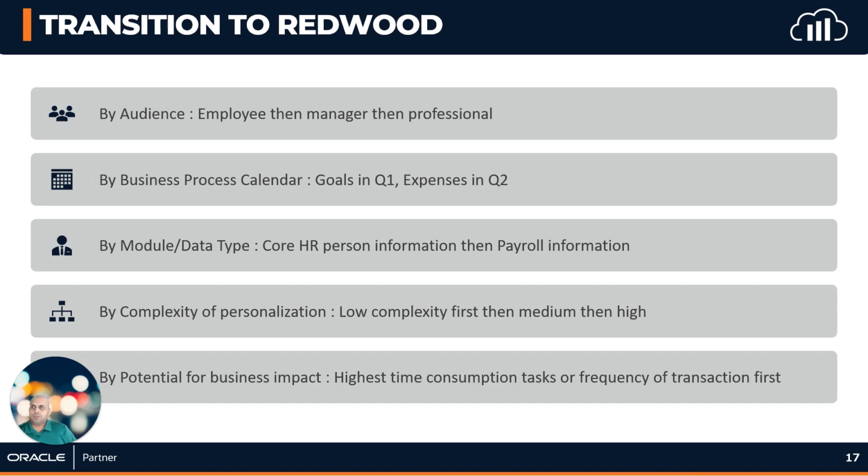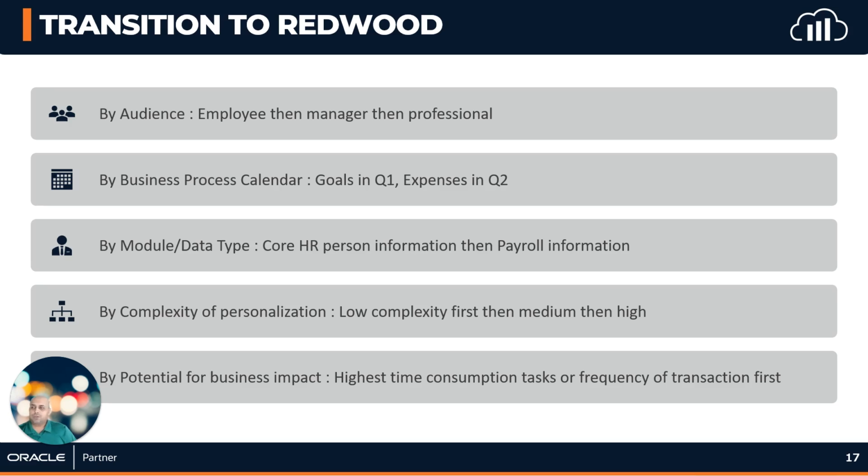Now coming to transitioning to Redwood, it can happen by audience, like you can do it for employees first, then you can do for managers. Similarly, you can do by business process calendar, like in Q1 you can think of doing the goals, in Q2 you can do expenses and henceforth. Or you can decide to go by module or data type, like you can try to transition core HR to Redwood first, adopt Redwood, and you can decide to do your payroll after the core HR has been transitioned to Redwood.